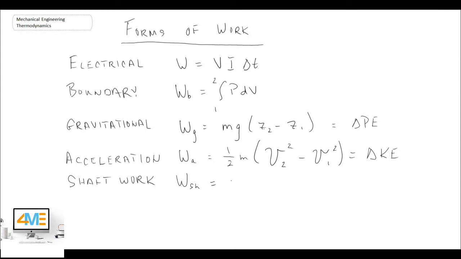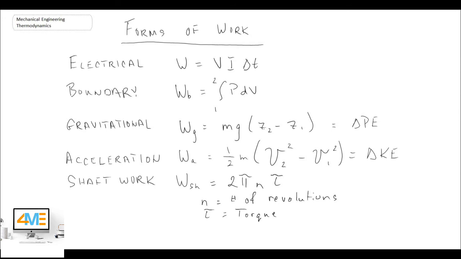And the way to quantify that work is basically the number of revolutions multiplied by the torque being exerted on the shaft. So here N is equal to the number of revolutions, and tau is equal to the torque. And so with that, you're doing work on the system, and you're quantifying that with shaft work.